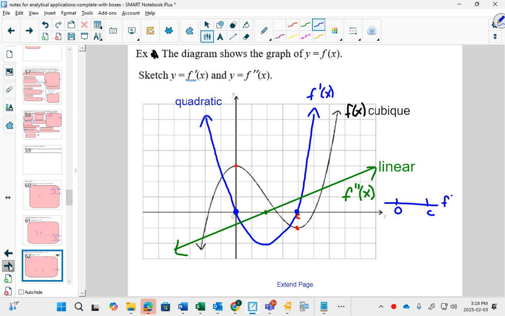And our original graph goes increasing, then decreasing, then increasing, which implies positive, negative, positive. So once I have those two x-intercepts, I know that between 0 and C, it's negative. That's why it's below here. On this side, positive. On this side, positive.